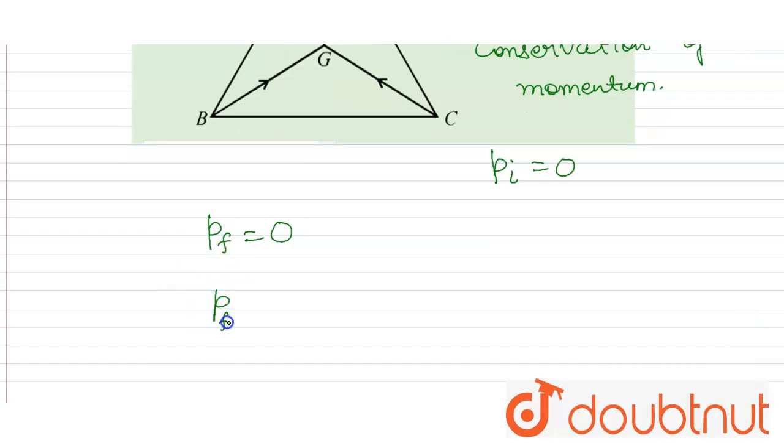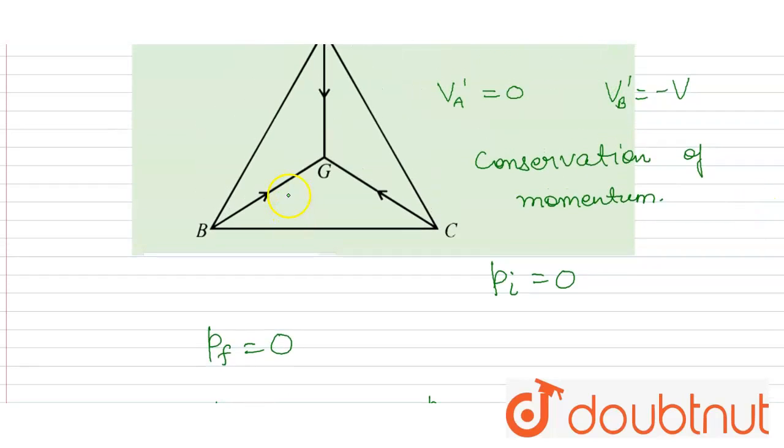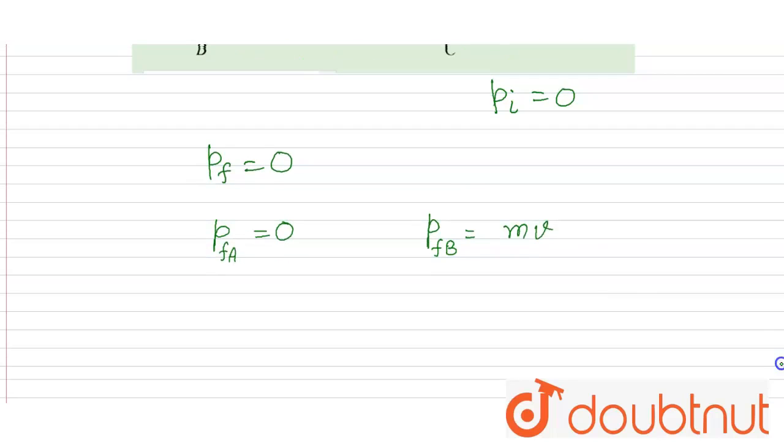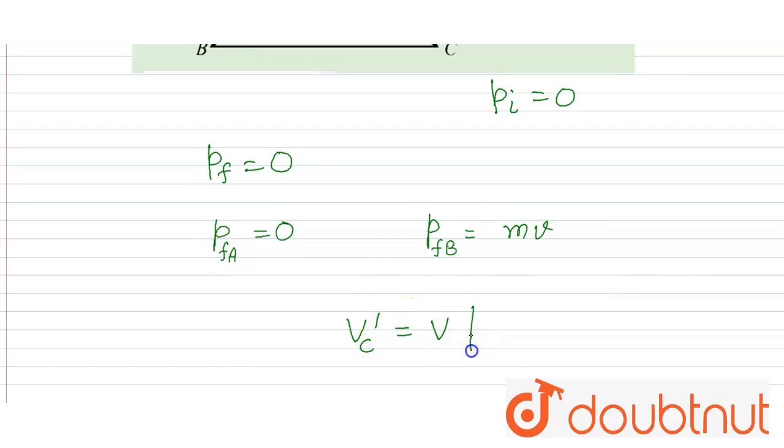So, the final momentum of particle A equal to what? 0. And B retraces its path. So, final momentum of particle B is equal to what? M into V. And here, it retraces its path. That means the particle B will move in this direction. And to conserve the momentum, the particle C will move in this direction. With what velocity? With the same velocity V. That means the final velocity of particle C is what? V. This is the answer.